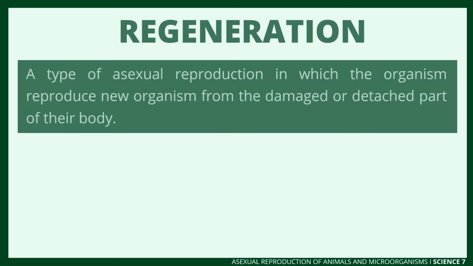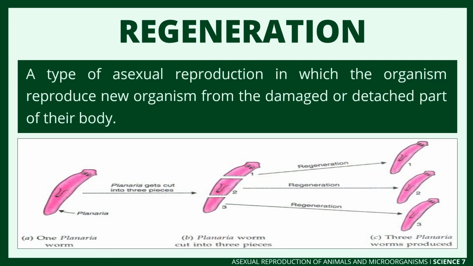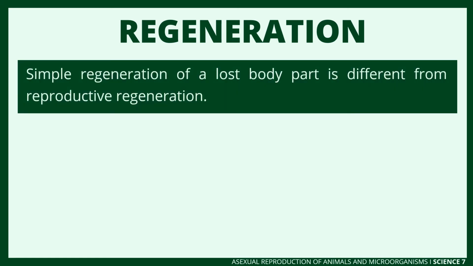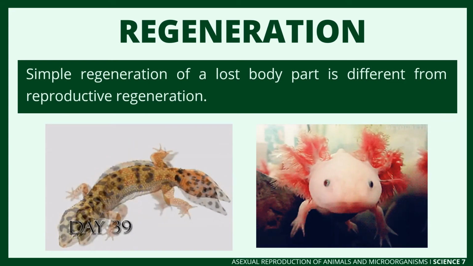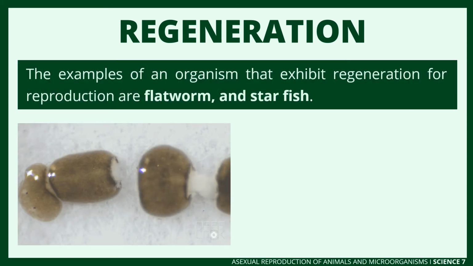Another type of asexual reproduction is regeneration. In this type of reproduction, the organism is capable of reproducing from a damaged or detached part of their body. In some cases, it could give rise to a complete copy of the organism. However, a simple regeneration is very different from reproductive regeneration, since it can only regain the lost body part but does not form a new organism. The best examples of organisms that undergo regeneration are flatworm and starfish.